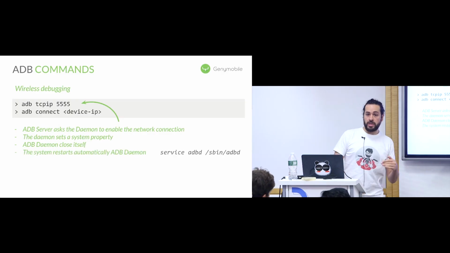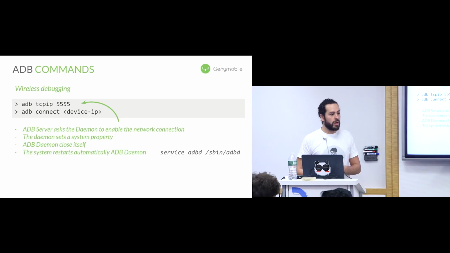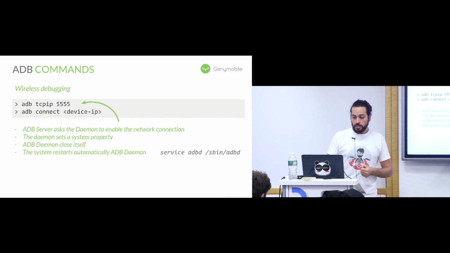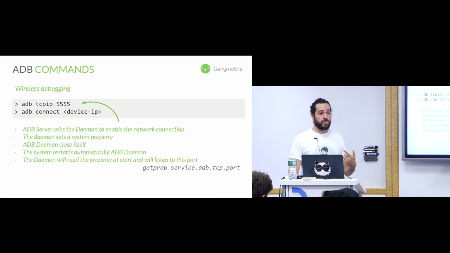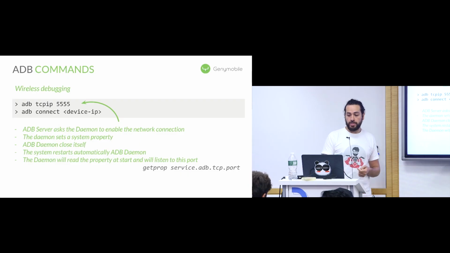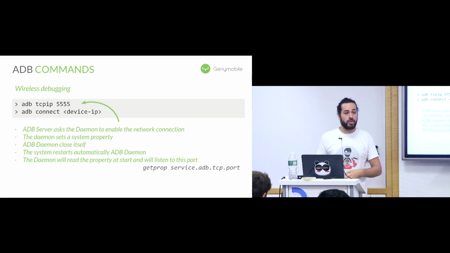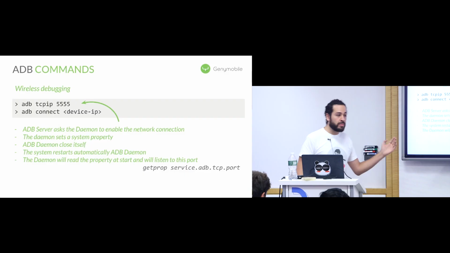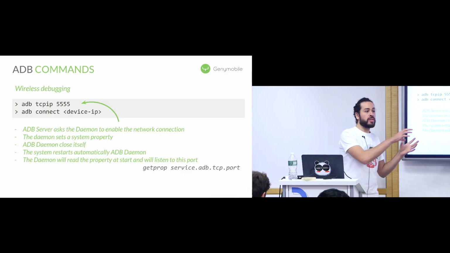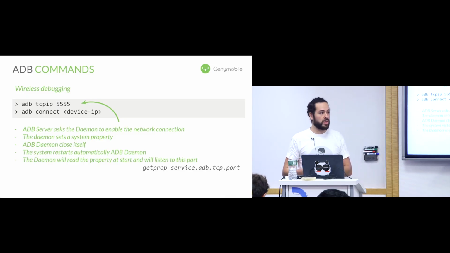But the daemon is declared on Android devices, in init.rc, as a background process. And so the system will just turn on ADB again. When it turns on at the startup of the ADB daemon, it will look for a property that was set previously. So it will see that service.adb.tcp.port is set with a port. So at startup, it will open this wireless connection, a new server waiting for remote ADB servers to connect to it. Okay, so that's how it works.